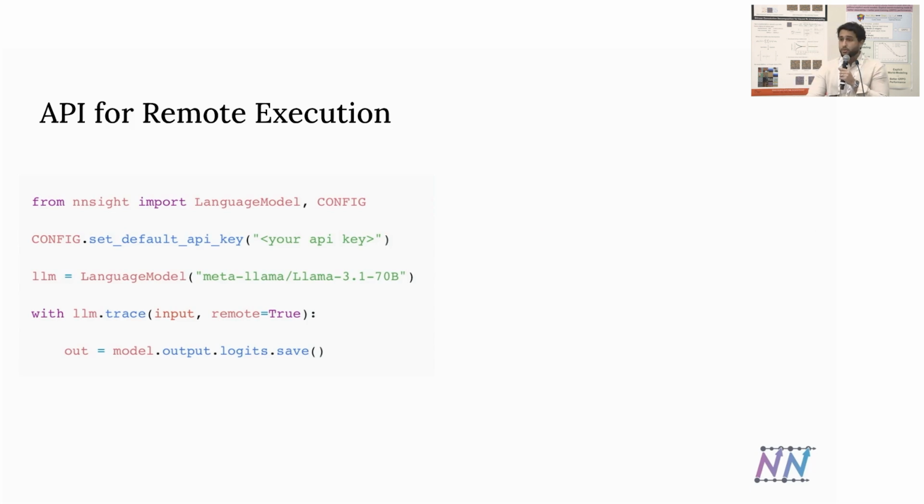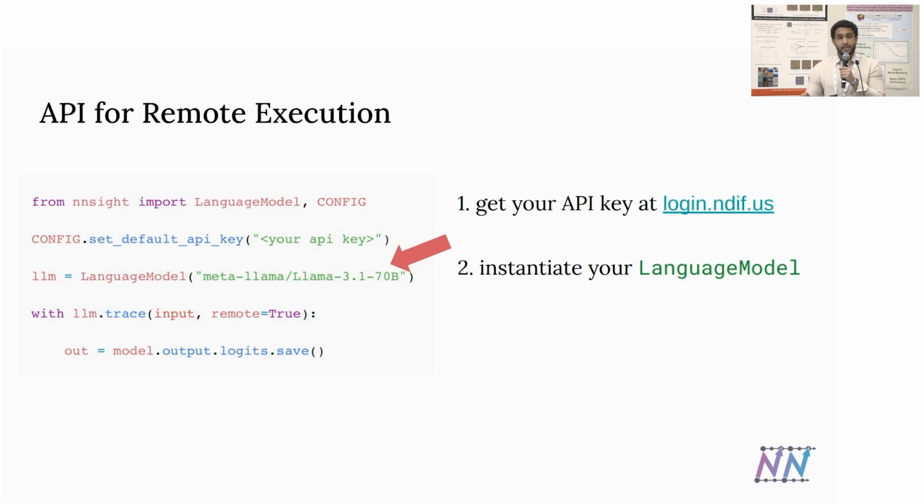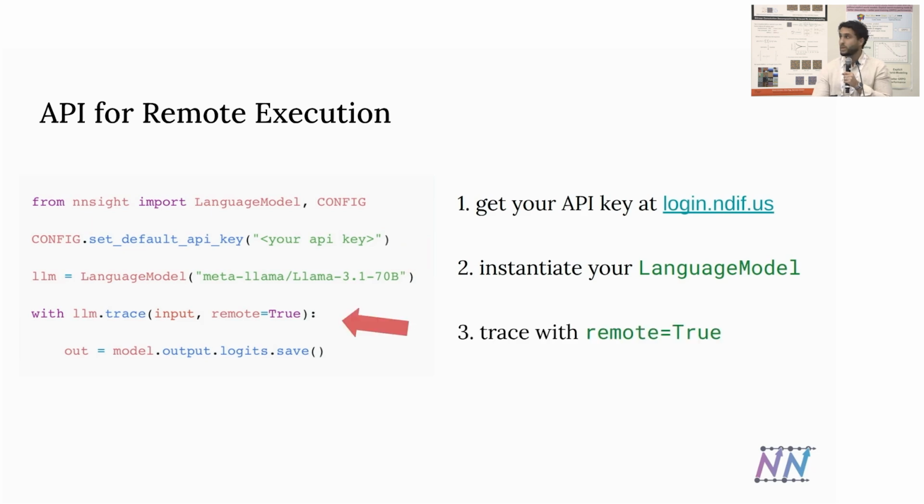So the other way to access NDIF is through our Python API. You can go to login.ndif.us and get your API key. Next, instantiate your model class. This is the same PyTorch model in Hugging Face, except that it doesn't actually load any weights. Next, set remote equal true to execute your entire experiment remotely on our cluster. And that's it. With just a few lines of code, you can access all our models on NDIF.